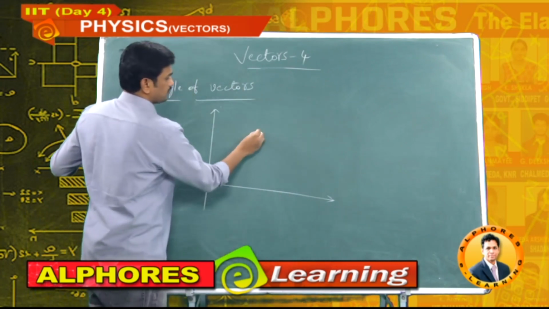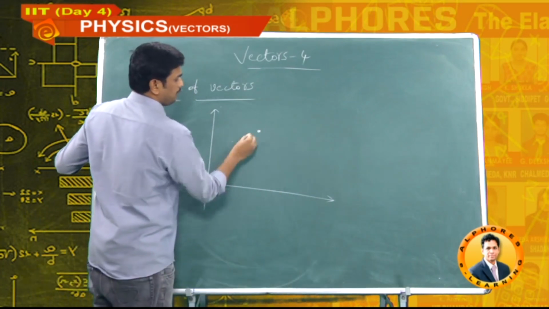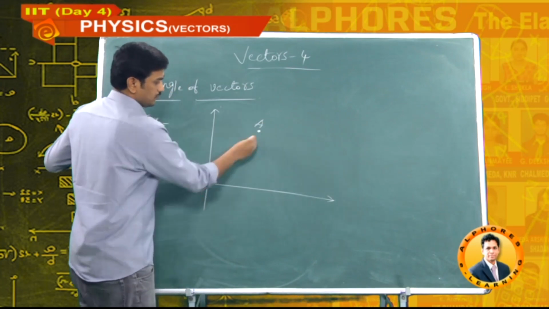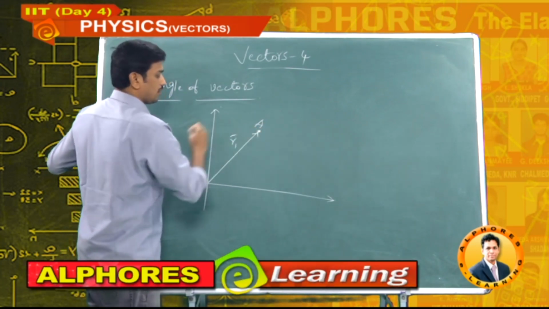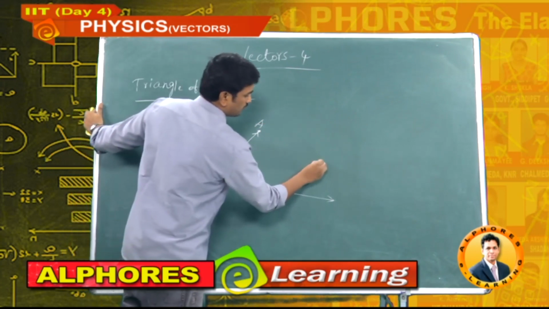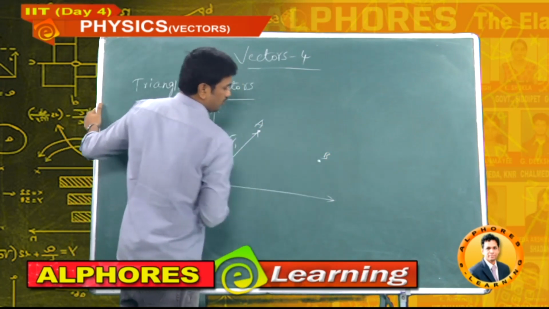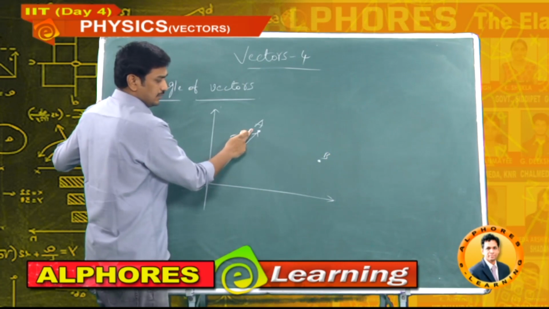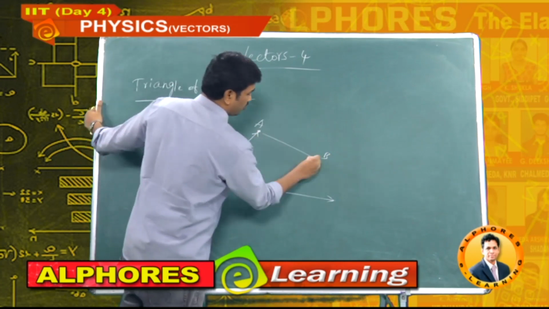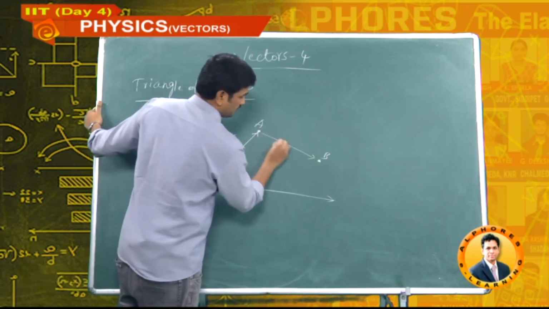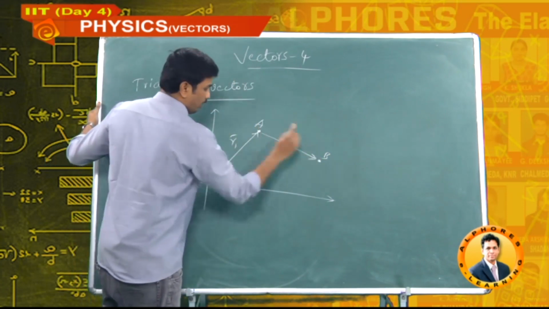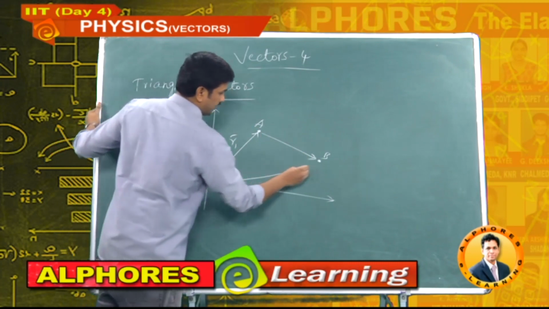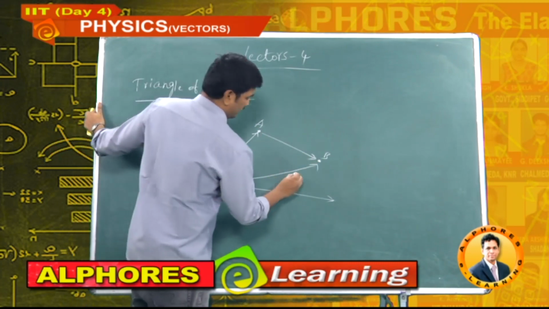See, initially the particle is at a point A. The position vector of point A is R1 bar. Now the particle has travelled from point A to point B. The particle moved from A to B. Now, what is the final position vector of the particle?